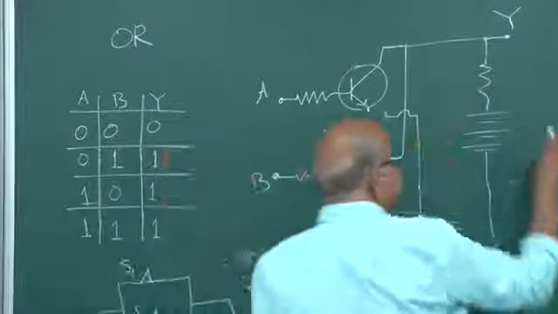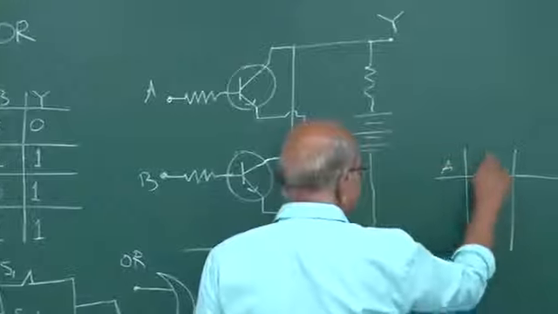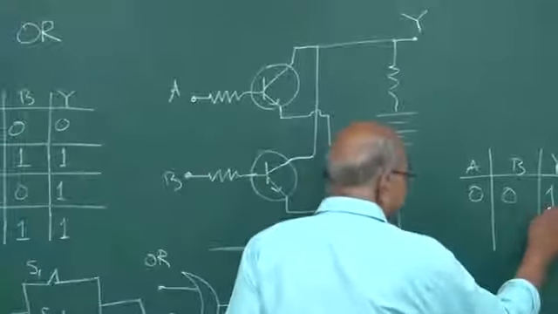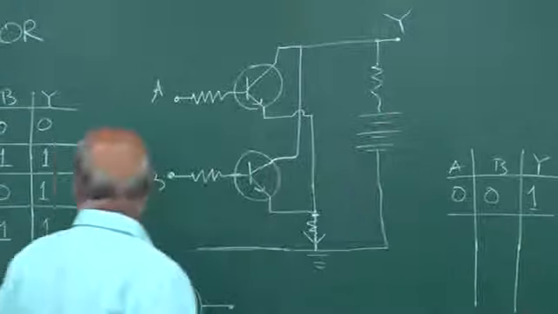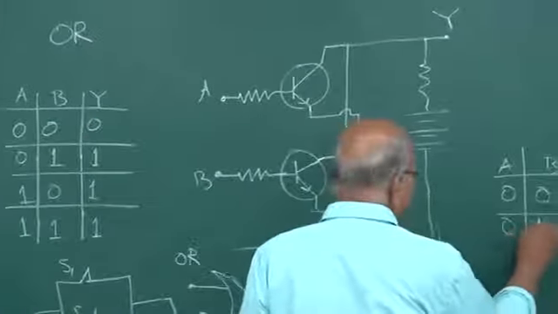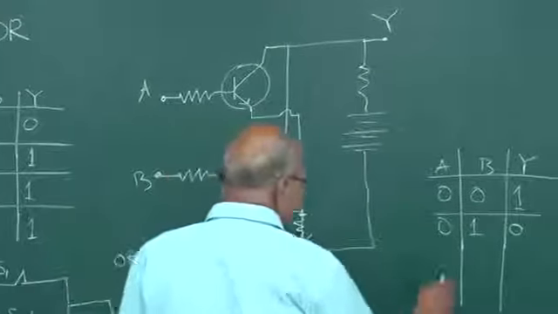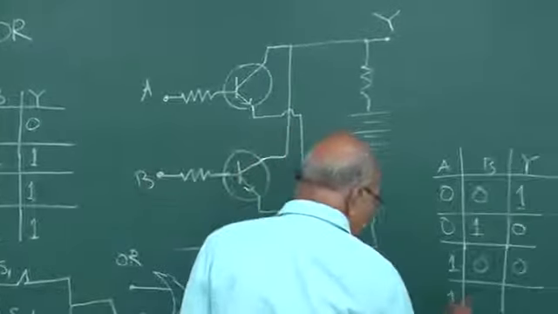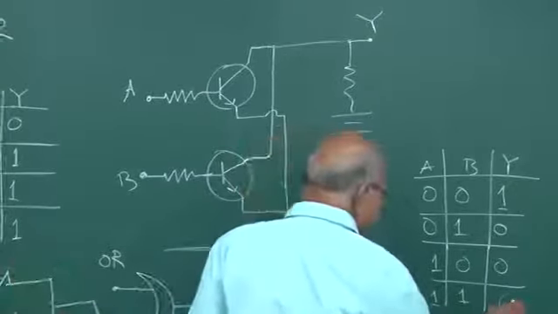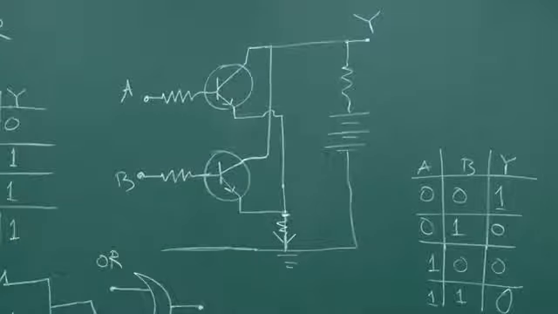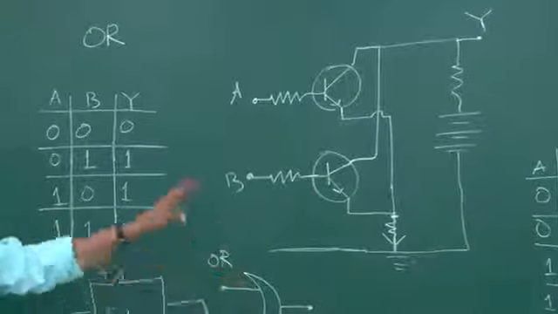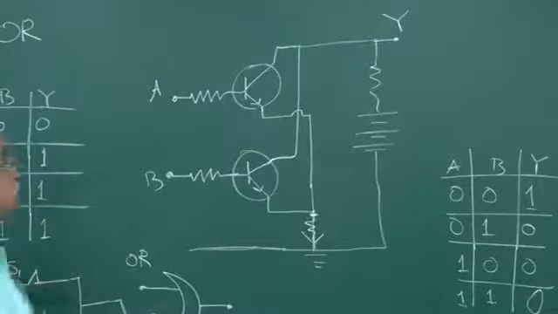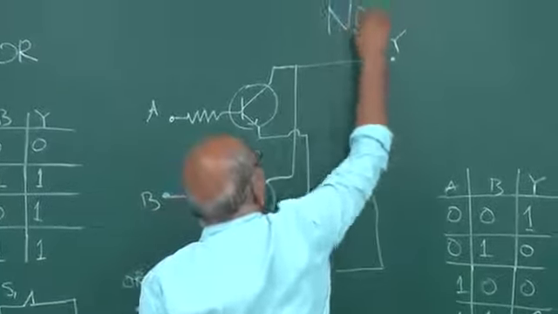If I take the output from here, then the truth table will be A B Y. If I take it 0 0, here 0 0 was 0, here 0 0 will be 1. Then here 0 1 was 1, so here 0 1 will be 0. 1 0 was 1, so 1 0 will be 0. And 1 1 was 1, so 1 1 will be 0. So wherever there was 1, it becomes 0. Wherever there was 0 in the output, that becomes 1. So it is NOT of this, and this is known as NOR gate.